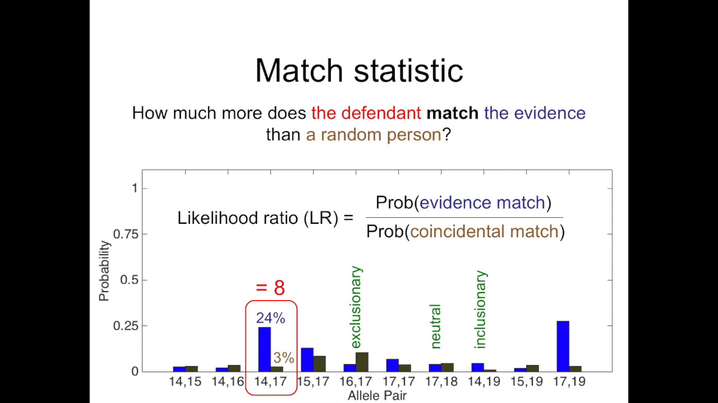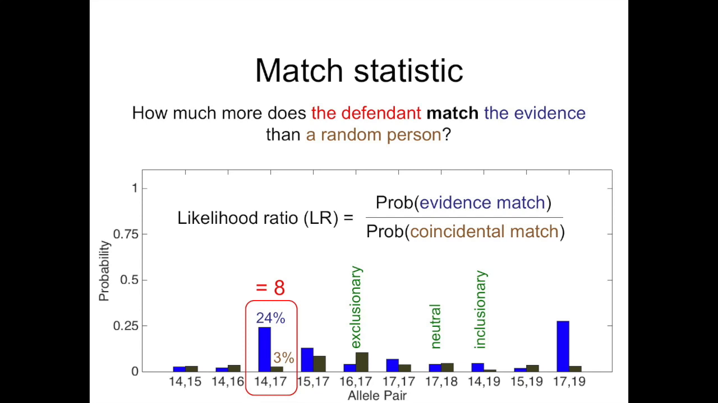The LR match statistic is the ratio of the probability of an evidence match divided by the probability of a coincidental match. When comparing with a person who has a 14-17 genotype value, circled in red, we see that the ratio of the genotype probability is 24% in blue divided by 3% in brown. Note that the genotype probability is the same as the evidence match probability.